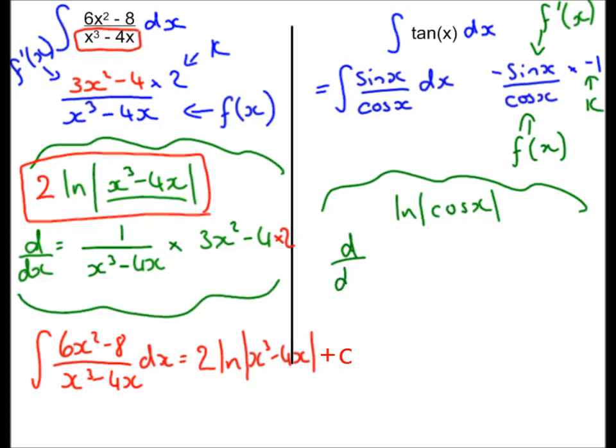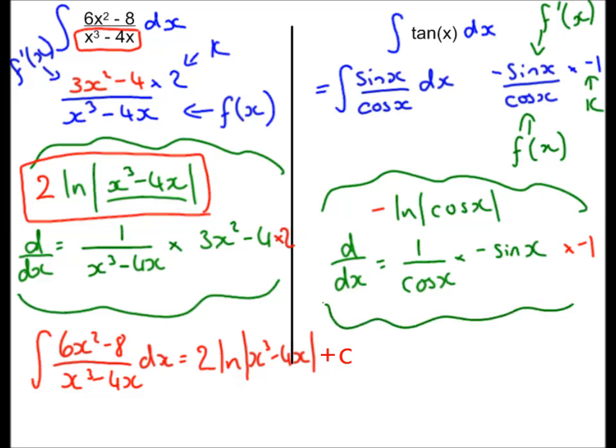Well, when I differentiate that, I'm going to get 1 over cos x multiplied by what I get when I differentiate cos x, which is minus sine x, which is almost what I want, except I want to times that by minus 1, so I'm going to stick a minus at the start, and I can now say that the integral of tan x dx is equal to minus log of cos x plus c.